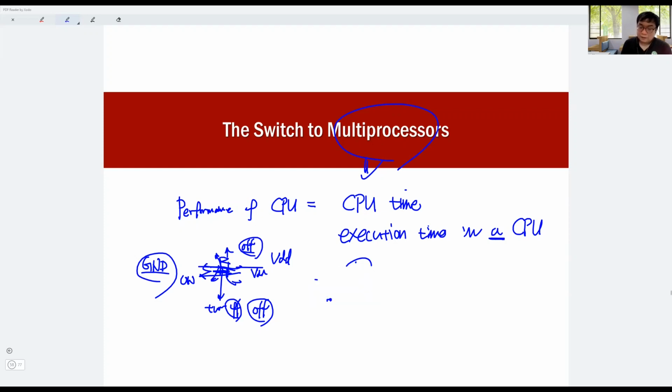So how can you increase the performance? The easiest way to increase the performance is to use a fast clock frequency. Okay, but in order to use this fast clock, with the same CMOS technology, we need to increase the supply voltage.